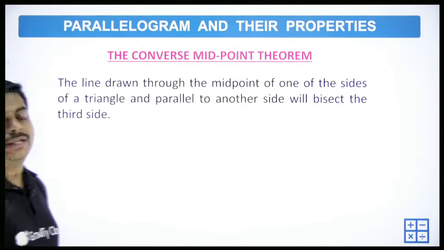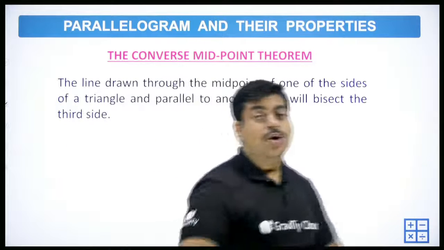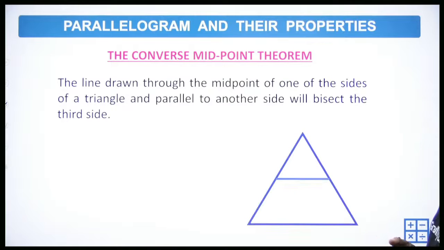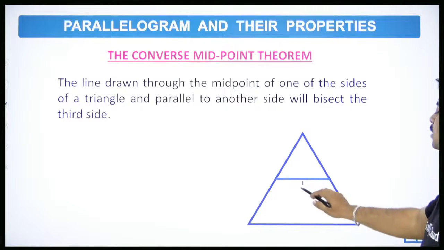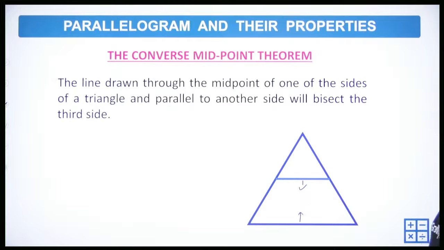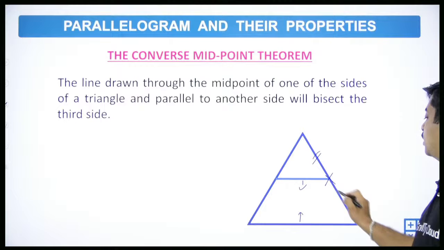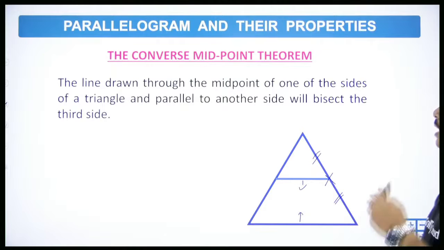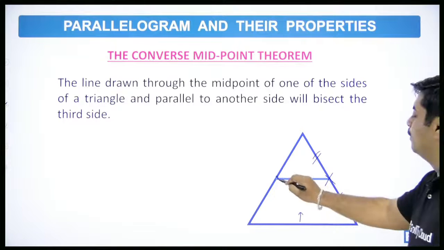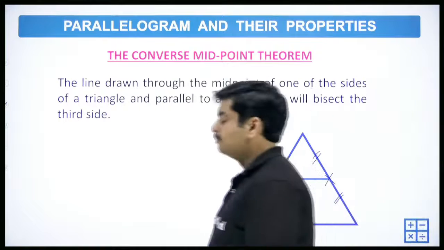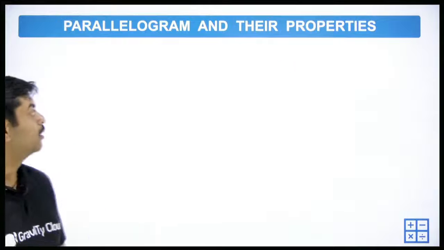The converse of the midpoint theorem: just now we discussed the midpoint theorem, and there is a converse for the same theorem. What is that? The line drawn through the midpoint of one side of a triangle and parallel to another side will bisect the third side. Okay, that means this one and this one are equal. Once again, the line drawn through the midpoint of one side and parallel to another side will bisect the third side. Right? So let's move to the next one.